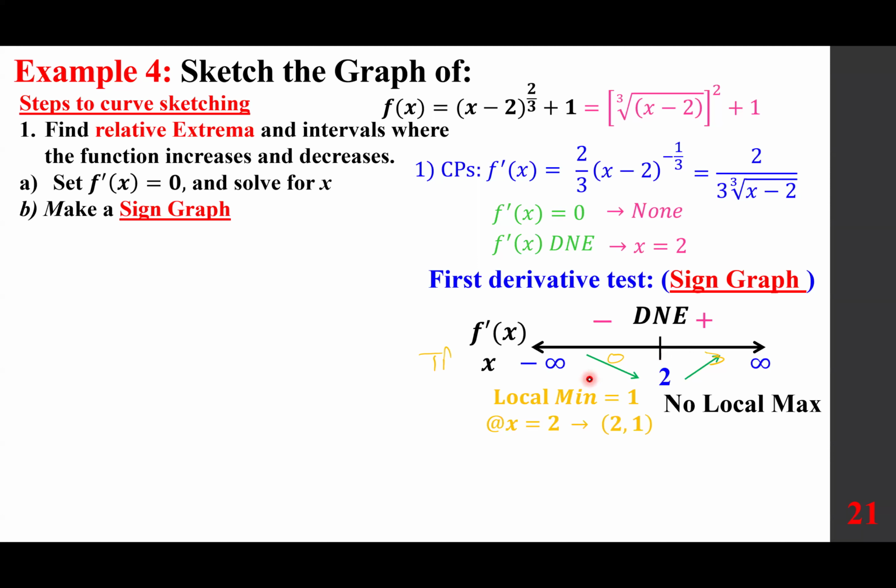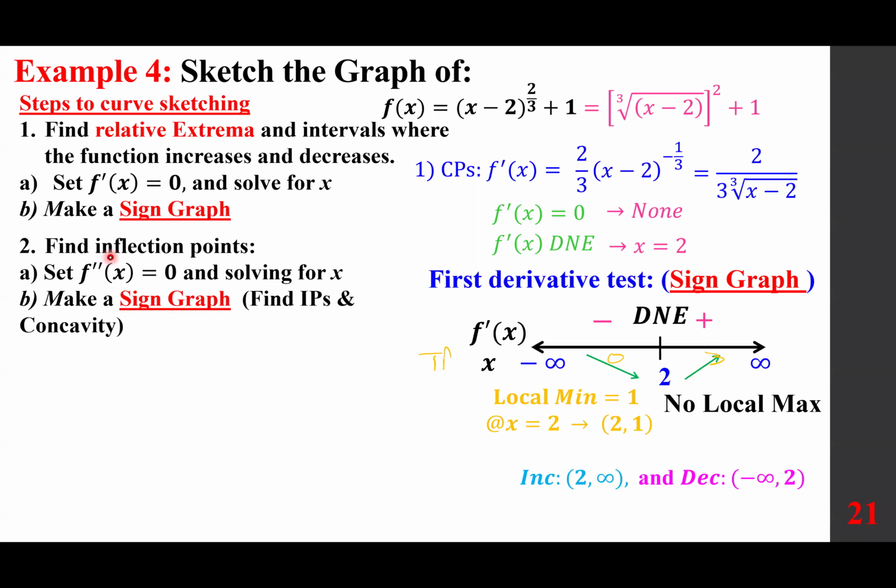So that's very straightforward. We write it. Now the next one is inflection points. Do we have any? We have to go with the next part, which means we have to differentiate it again. In other words, we are looking for f double prime.